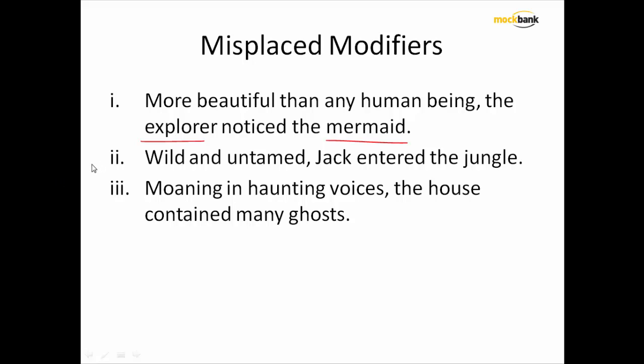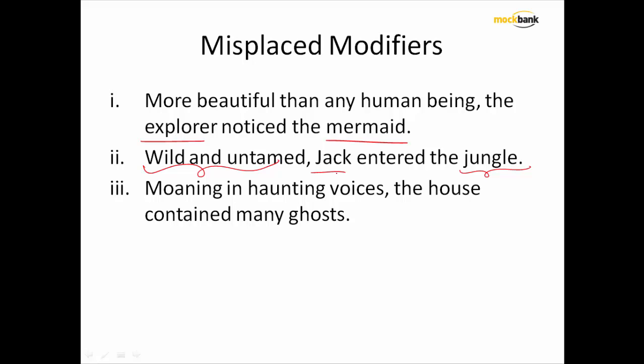Let us explain the second example over here. It says that wild and untamed, Jake entered the jungle. Wild and untamed. So, who exactly was wild and untamed? Was it Jake or was it jungle? This sentence intends to say that wild and untamed is being used for jungle, but in fact this is being used for Jake.